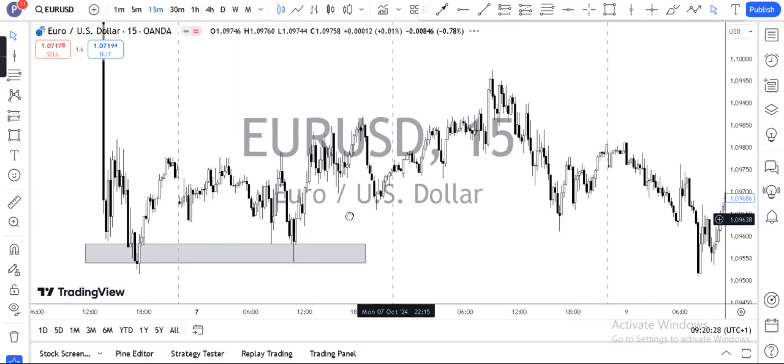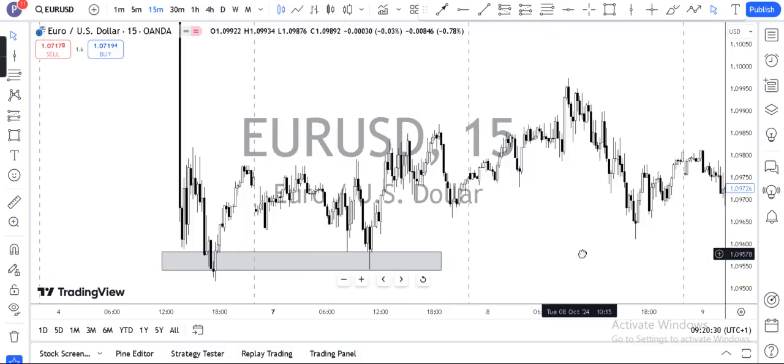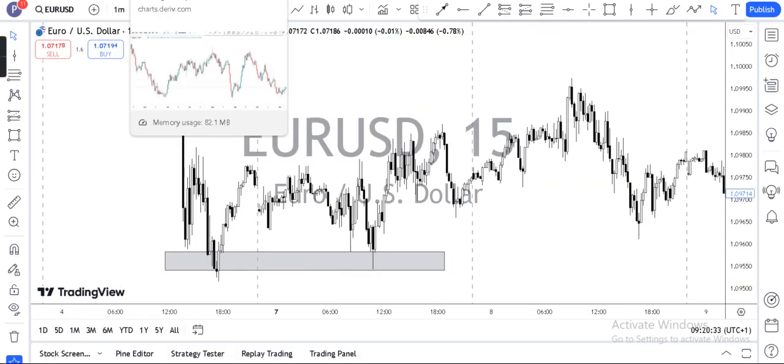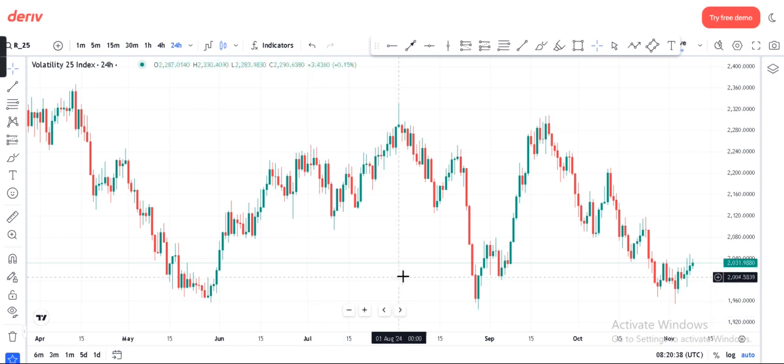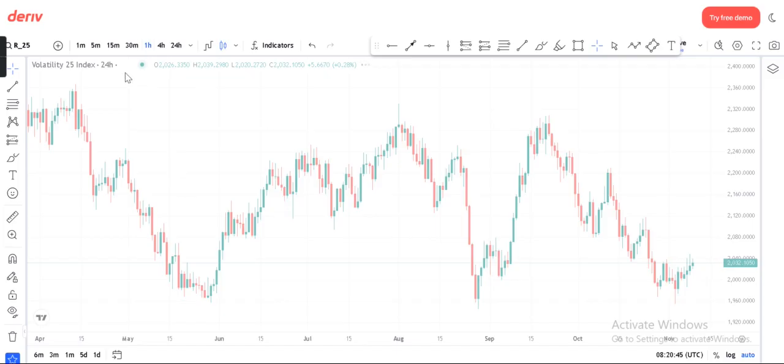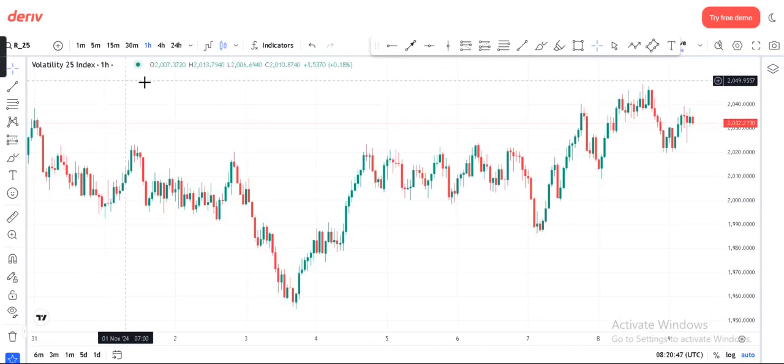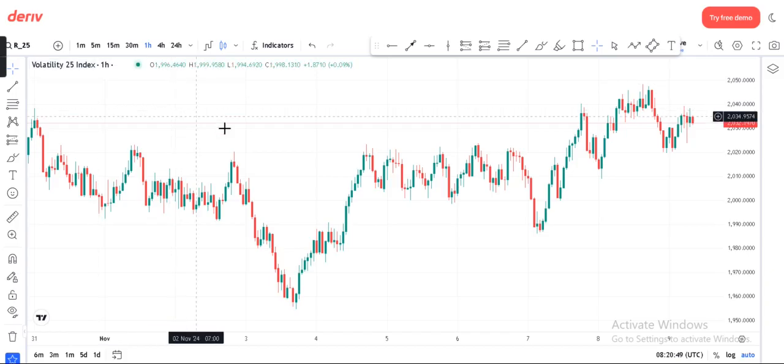Now, this is an example. I used the EUR/USD. Now, let me switch to the volatility indices market so that you can also see the example right on here. Now, we can go to the smaller time frame, so we can go to the 1 hour time frame.